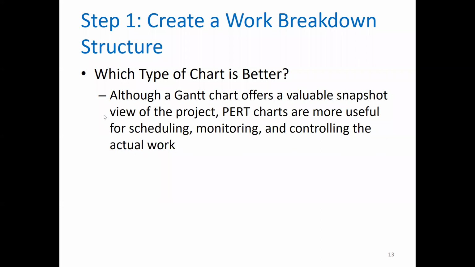Now, which type of chart is better? This is in comparison with the Gantt chart and the PERT chart. Although a Gantt chart offers a valuable snapshot view of the project, the PERT chart is more useful for scheduling, monitoring, and controlling the entire project. So generally, if you want to say which one is better, it is generally the PERT chart. Why? Because it is more useful in terms of scheduling, monitoring, and controlling the actual work.